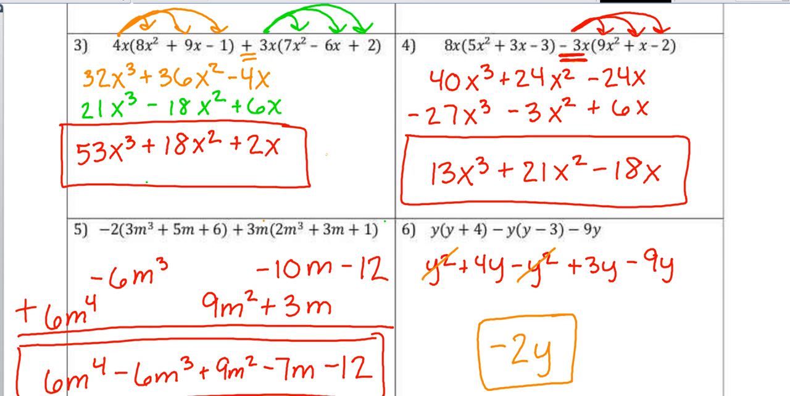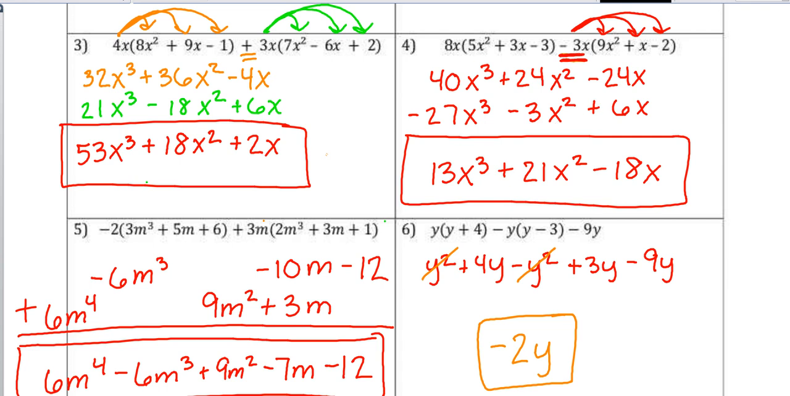So here are the answers for 4, 5, and 6. In number 4, again, we had to distribute a negative 3, which is why this became a negative 27x cubed, a negative 3x, and then this became positive. Adding those together, you get that answer.